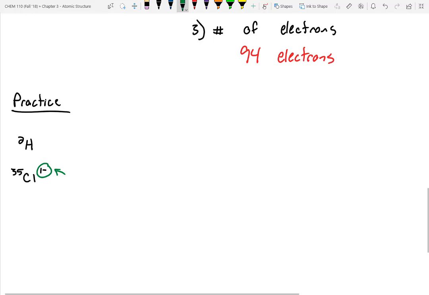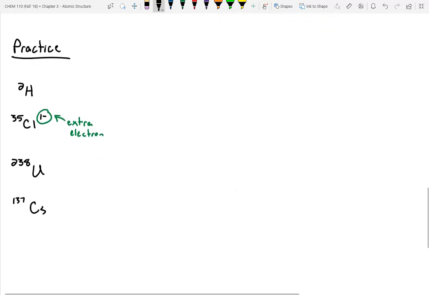That means it has an extra electron. Electrons are negative, so if it has an extra electron, it's going to have an overall negative charge. All right, and then the next one is uranium. And then this last one is one of the nasty radioactive waste products from reactors. This is cesium-137.